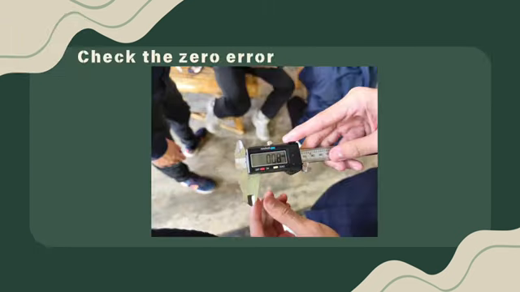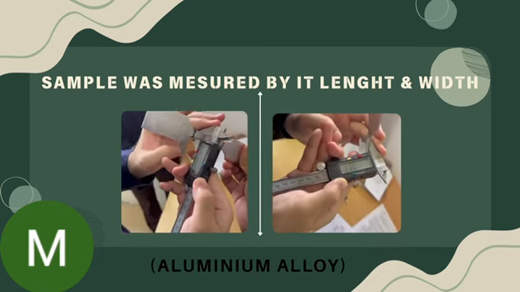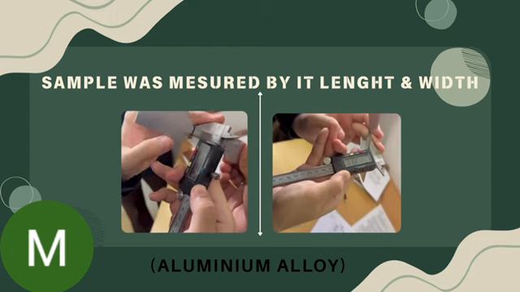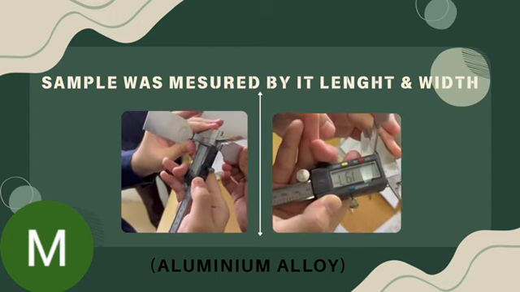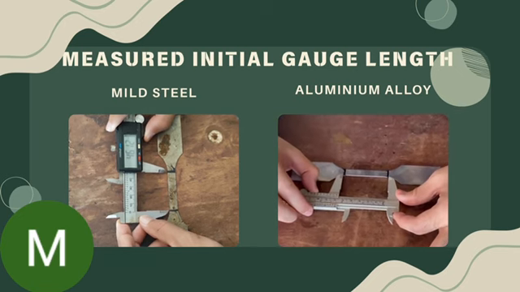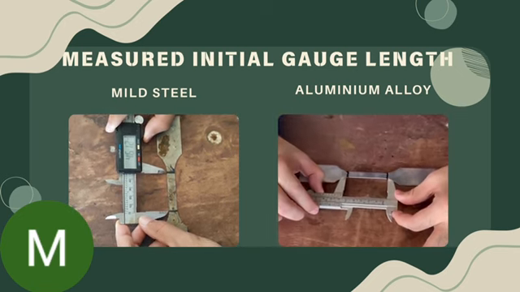Before we start the measurement, first of all, we need to check the zero error. At first, we have to measure the sample by its length and width. We have to measure the sample 3 times to get the average. After that, we have to measure the initial gauge length for both samples, and we have to write it down in the notes.